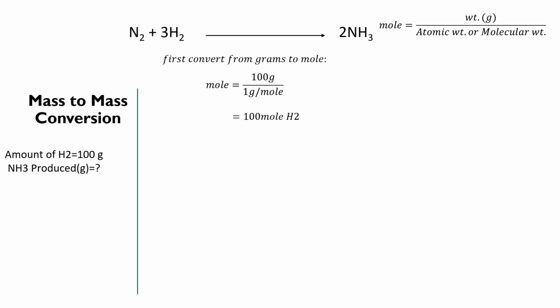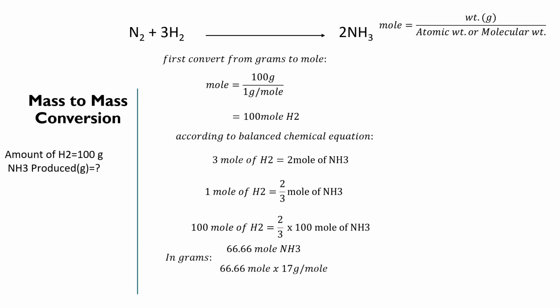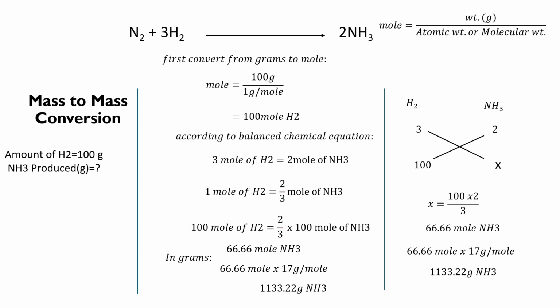So the first step is done. We have converted 100 grams into moles, and this was too simple. We have got 100 moles of hydrogen, and the rest is the same. We follow the balanced chemical equation. 3 moles of hydrogen would give us 2 moles of ammonia, and 1 mole of hydrogen would give us 2/3 moles of ammonia, and we multiply 100 moles of hydrogen with 2/3, and this gives us 66.66 moles of ammonia. Now we have calculated the amount of ammonia produced in moles, and we need to convert it into grams. Again, it's pretty simple. In grams, 66.66 multiplied with 17 grams is the amount that would be produced by reacting 100 grams of hydrogen. And the alternative method is just as simple, and there is the amount of ammonia produced in grams.